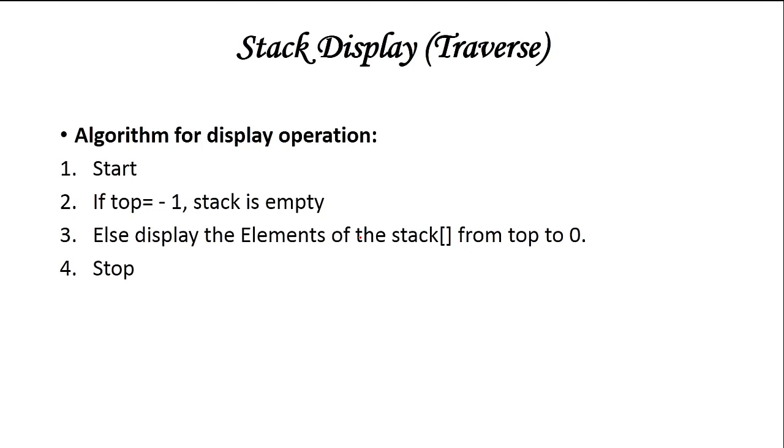So inside the for loop, you can start from stack of top and go down to stack of 0. Each and every element you need to display. So this is how we can traverse the elements. Suppose you have 5 elements, you need to start from stack of 5, display stack of 5, decrement the position, display stack of 4, stack of 3, stack of 2, stack of 1 and stack of 0. This is how you are going to traverse each and every element. I hope the operations are clear for you now.